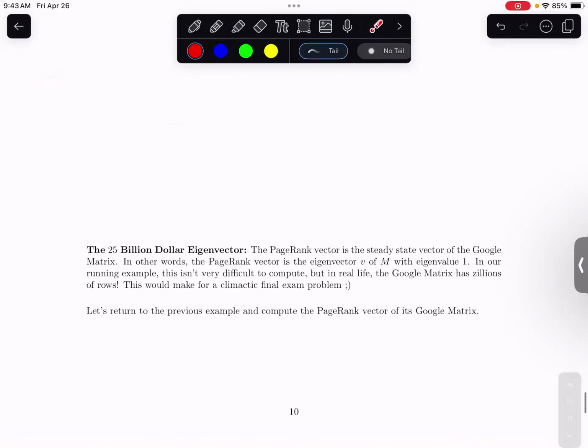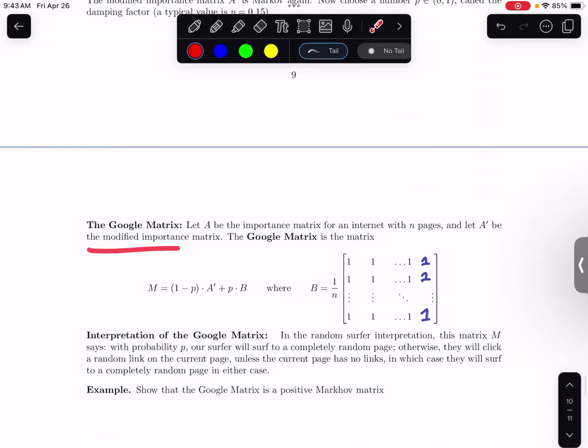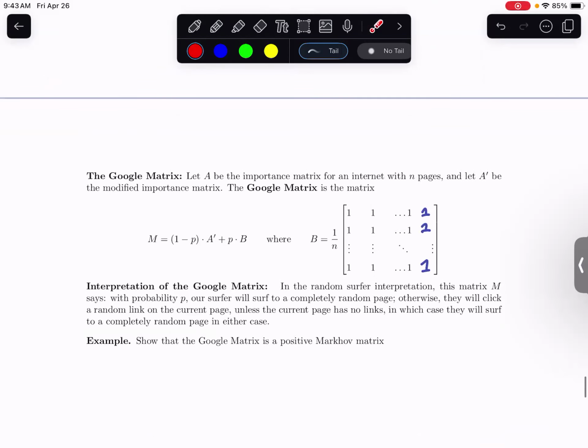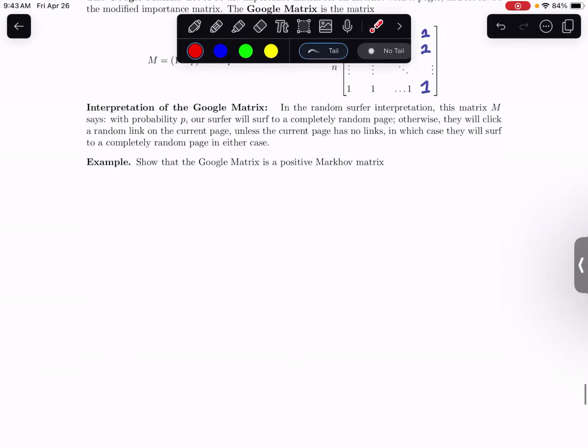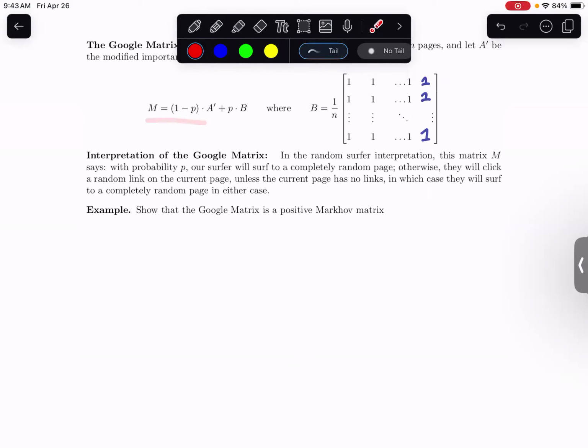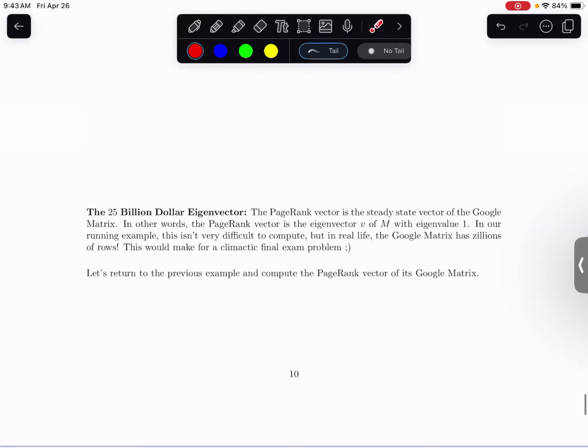Okay, and so what do we do with the Google matrix? Why does the Google matrix matter? In a sense, it's going to tell you the importance of the web pages that you have, at least if you look at the eigenvectors. There's a particular eigenvector that's going to give us worthwhile information from this Google matrix. And I guess it's now called a $25 billion eigenvector.